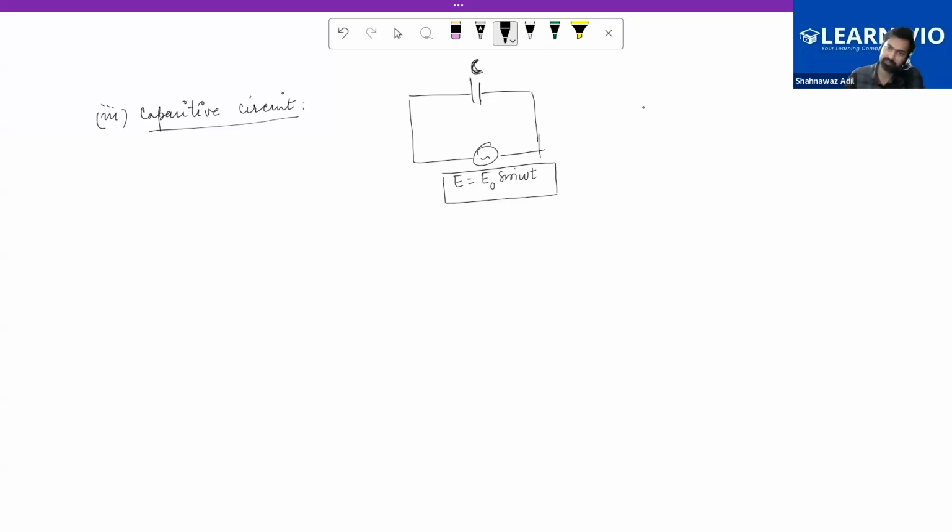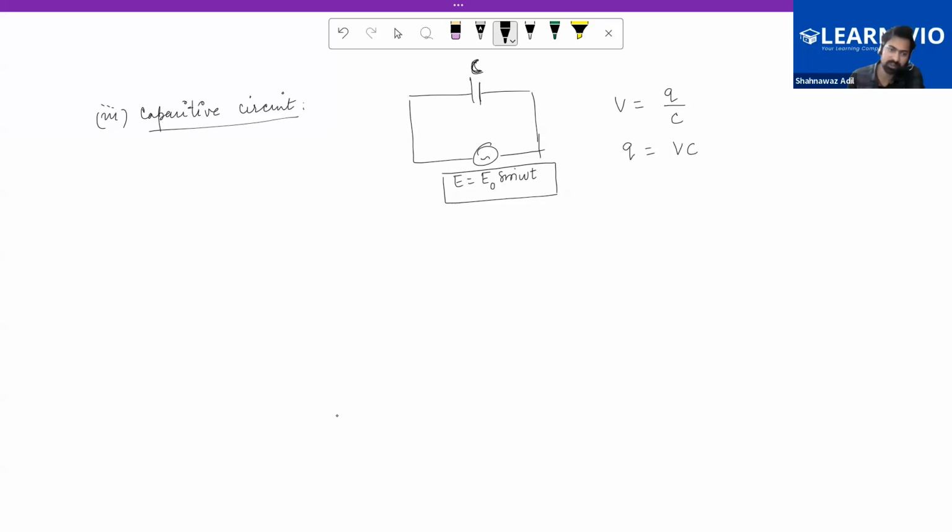So what is the voltage of the capacitor? That is Q by C, right? And we know how we can get the current from the charge. So Q would be CV, right? And we know that C is a constant, right?